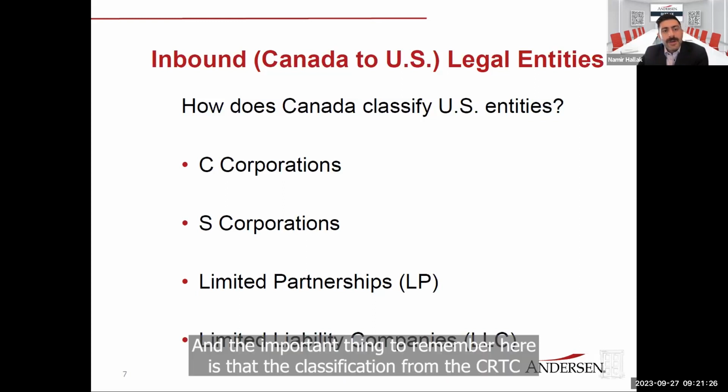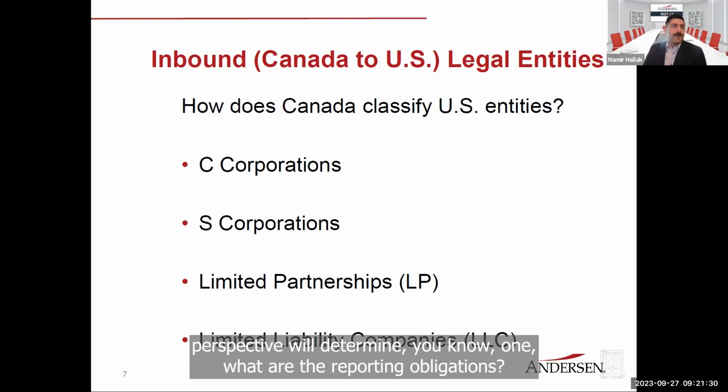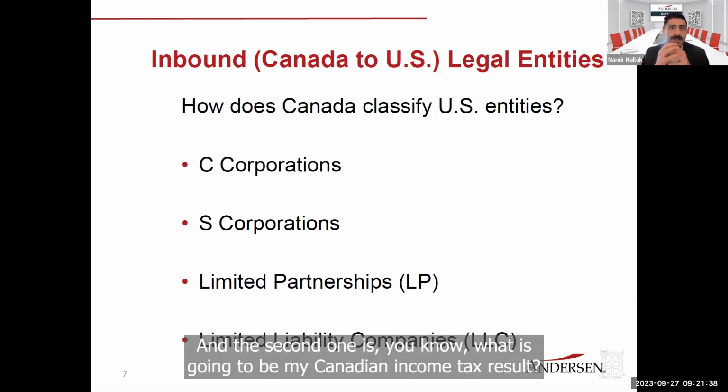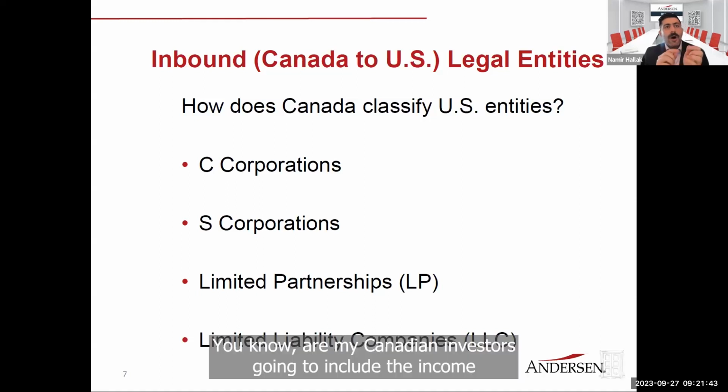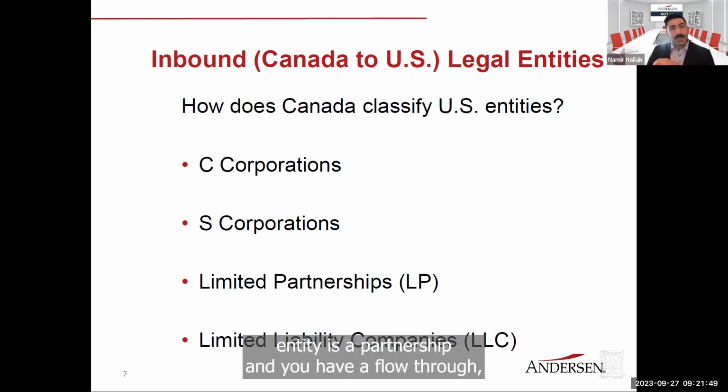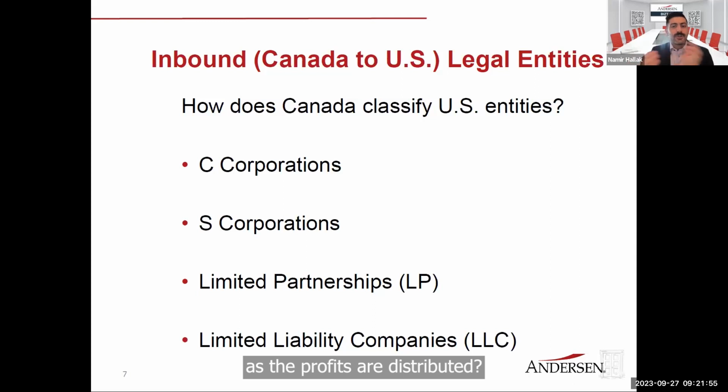And the important thing to remember here is that the classification from the CRA's perspective will determine, one, what are the reporting obligations? Are they at the Canadian entity's level, or is it at the entity's Canadian member levels? And the second one is, what is going to be my Canadian income tax result? Are my Canadian investors going to include the income as the profits are earned? For example, if the US entity is a partnership and you have a flow through, or are my Canadian investors going to include their income as the profits are distributed?